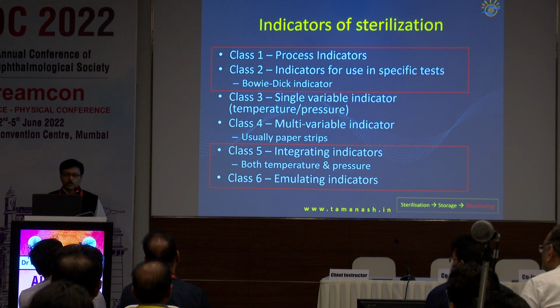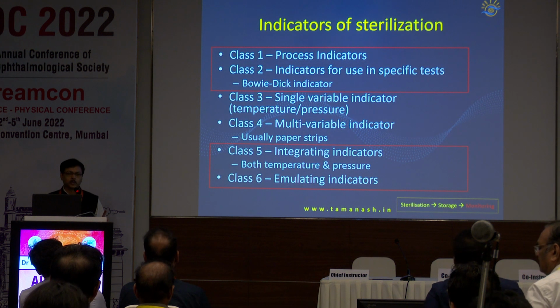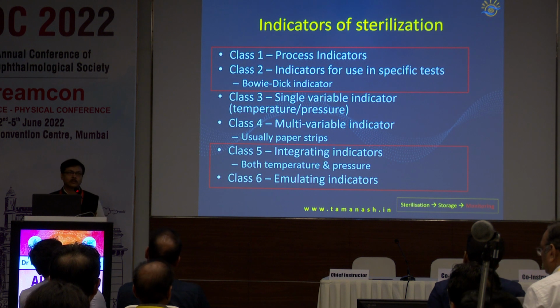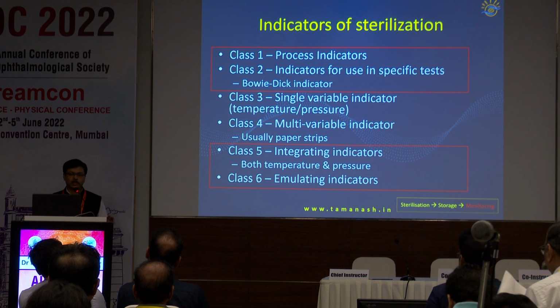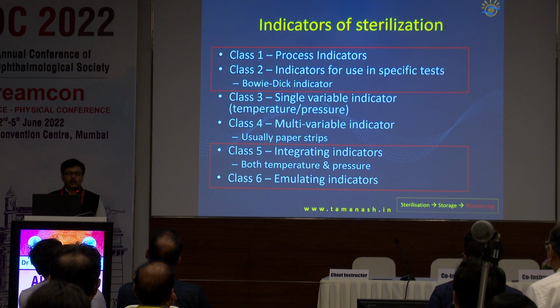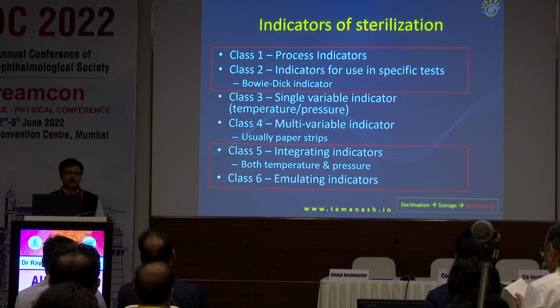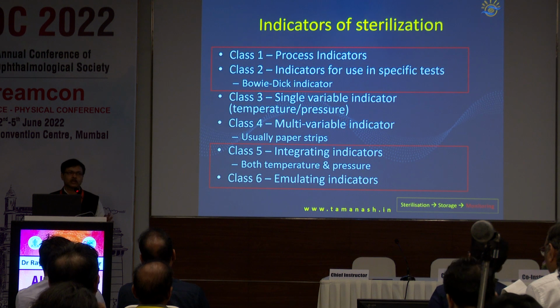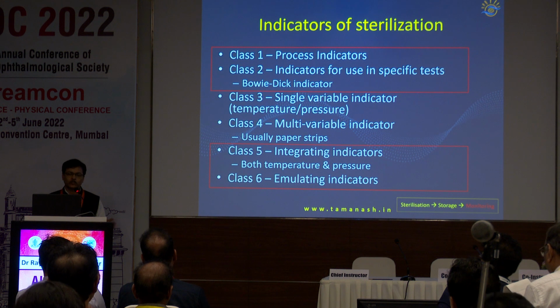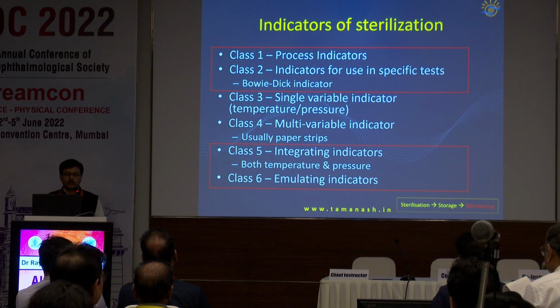So it is important to have process indicators, but the purpose of a process indicator is only to tell you whether it has gone into the autoclave. It does not tell you anything about the quality of sterilization. In many places, I have seen that the Bowie-Dick indicator, which is a class 2 indicator, is used as a surrogate for the class 5 or the steam and temperature indicator. That is wrong. Bowie-Dick only tells you whether the pre-vacuum cycle is working and it has actually attained a certain amount of vacuum. Class 3 and class 4 are not important for us.